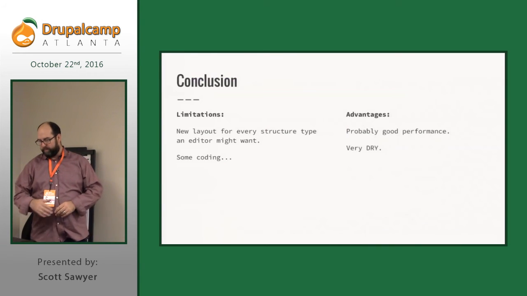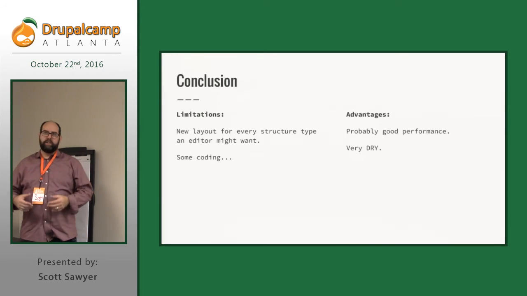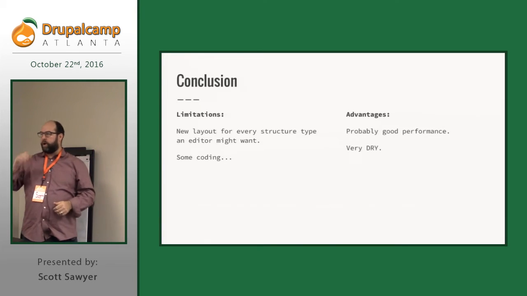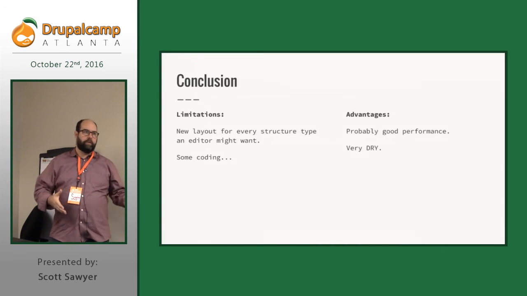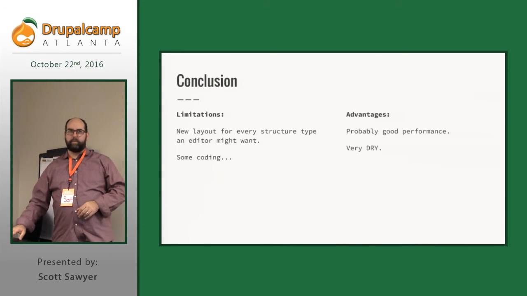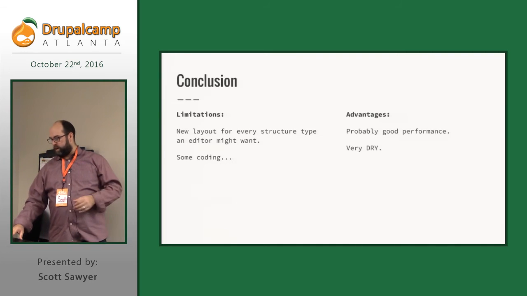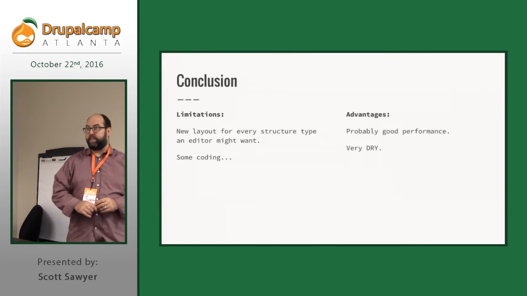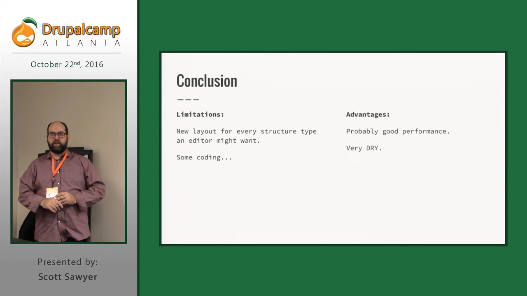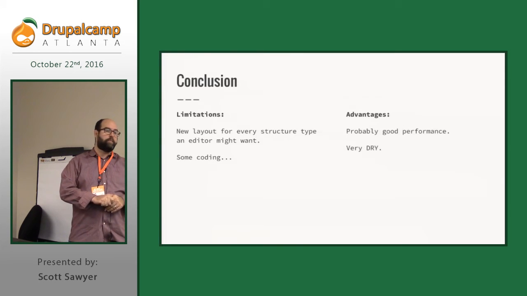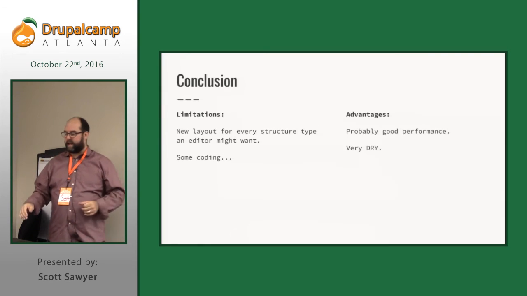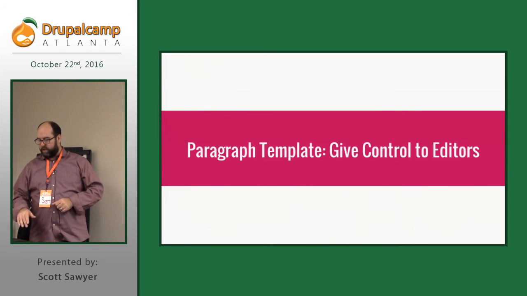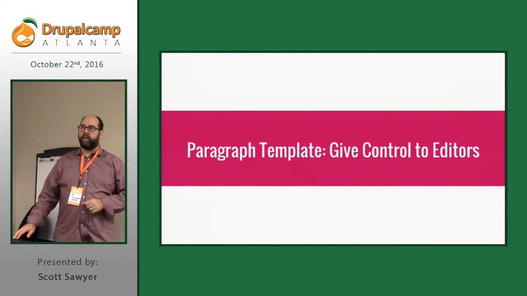Okay. The conclusion, the limitations. Every single new layout or UI component or pattern that you want to create, you've got to create a new layout for. Sort of a limitation. There's some coding. So really not a lot of limitations, are there? Advantages: probably the best performance out of the next method that I'm going to bring up. It's very DRY. You write a template, and you can reuse that template any place you want. I'm sorry, I call it a template. It's a layout. So I think this is probably the right way to do things.